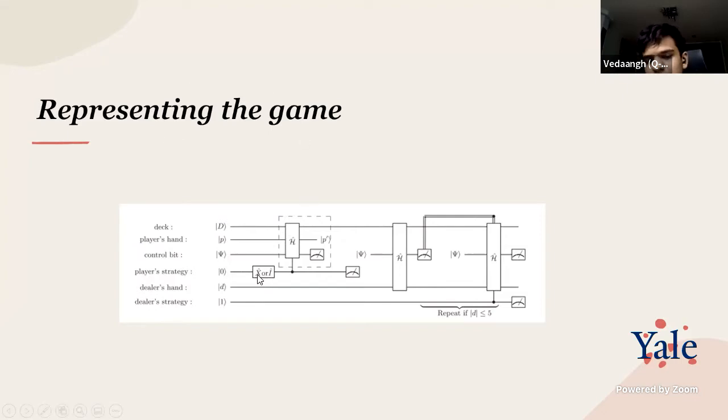Then you apply a NOT gate, or an X gate, sorry, to the player's strategy if you want to change it from a 0 to 1. So the player can choose to either stand or hit, just like they can in normal blackjack. And the way it works in this quantum representation of the classical game is you use an X to flip the gate.